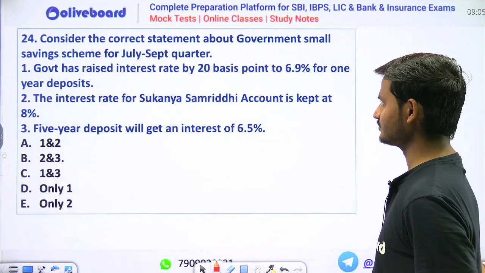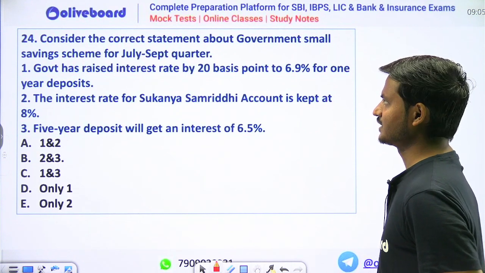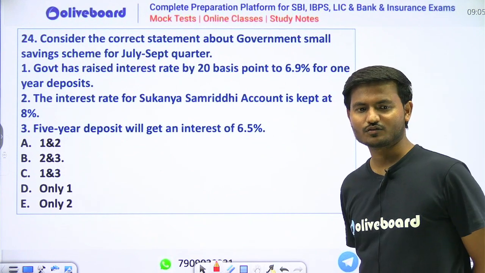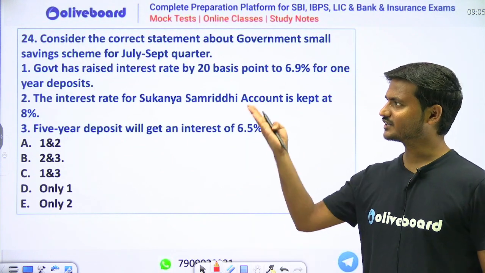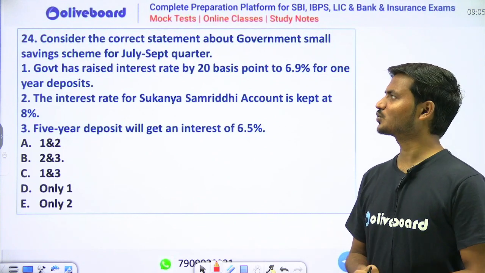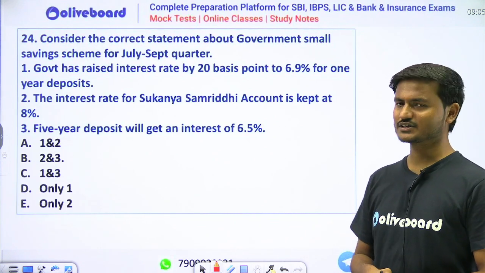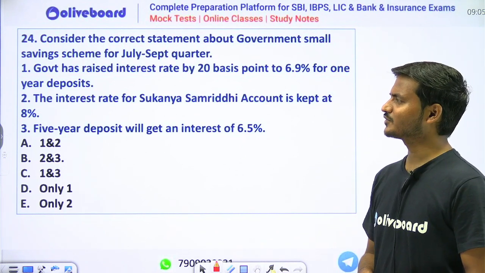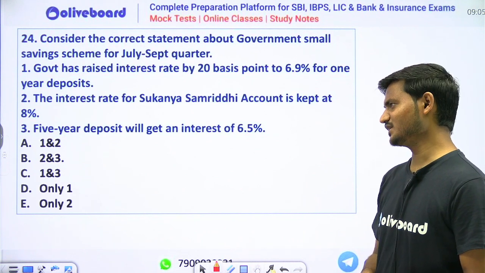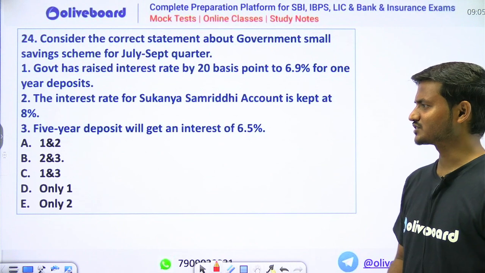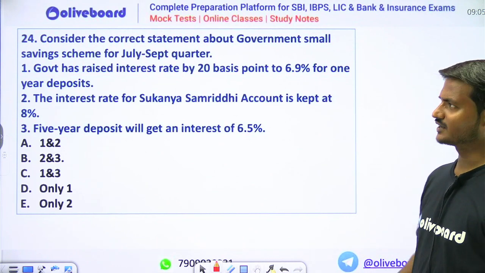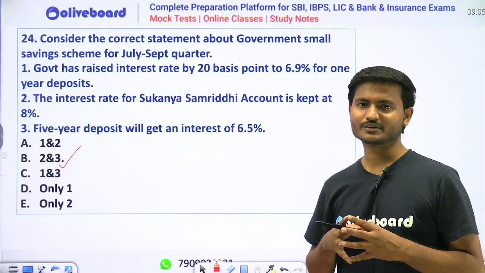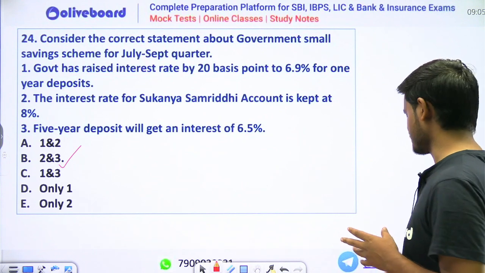Now next question. Consider the following statements about government small savings scheme for the July-September quarter. Government has raised interest rate by 20 basis points to 6.9% for 1 year deposit. Second, the interest rate for Sukanya Samriddhi account is kept at 8%, and 5-year deposit will get an interest of 6.5%. Here the answer is B. It is a very technical question. If you remember it, you are good to go. If you don't remember, you cannot apply any trick in such questions. It is a hard question.